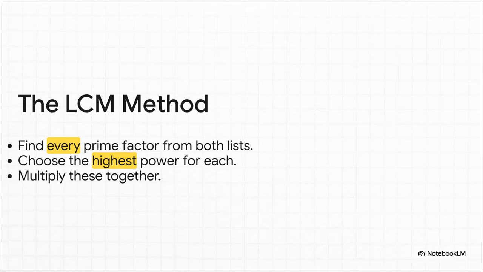Okay, now for the lowest common multiple, or LCM. The method is just as easy, you just flip the rule. This time, you use every prime factor that appears in either number. So that's a 2, a 3, and a 5. And this time, you pick the one with the highest power for each. So we'll grab the 2 cubed, the 3 squared, and the 5. And finally, we multiply those highest powers together.